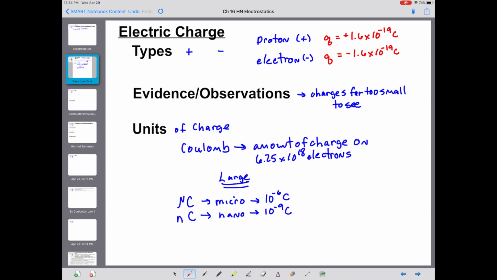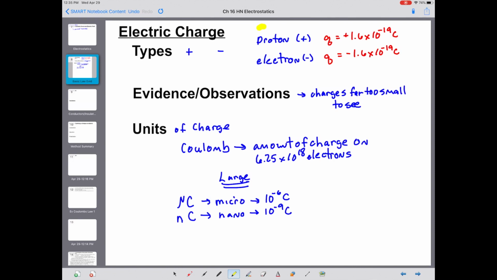Now, when you are charging an object, say you are walking across the carpet and dragging your feet and you build up a charge, the number of charges that are transferred, you're up in the millions, billions, trillions range. Rarely do we ever deal with just single charges that are being transferred.